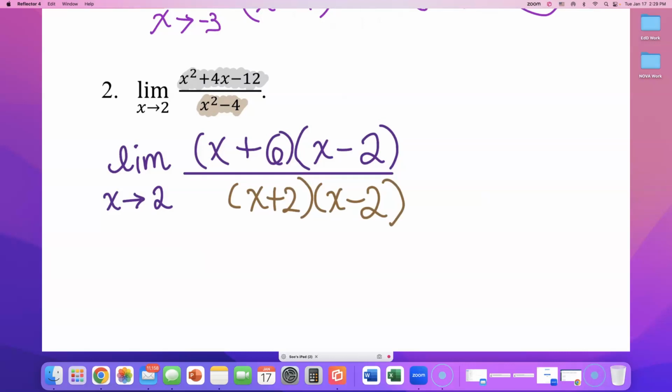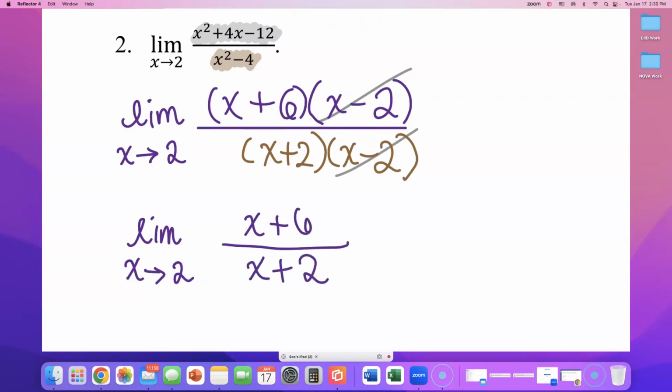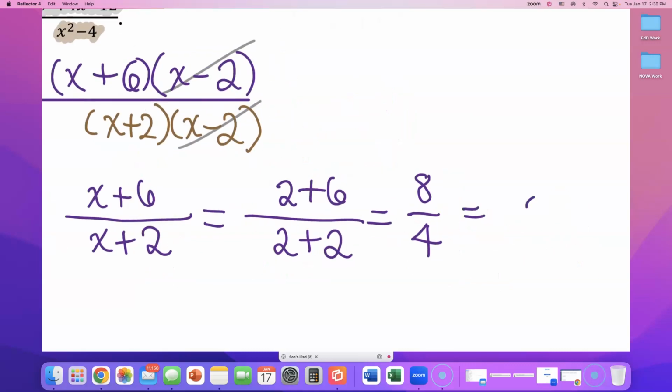So this may be a lesson where you may need to brush up on your factoring skill, okay? All right, let's cancel some common factors out. I see x minus 2's will cancel out. The other guy survived. All right, let's write down the simplified expression. Limit as x approaches 2 of x plus 6 over x plus 2. Now I'm ready to plug in. Plug in the 2. 2 plus 6 over 2 plus 2. That turns into 8 over 4, and 8 divided by 4 is 2.